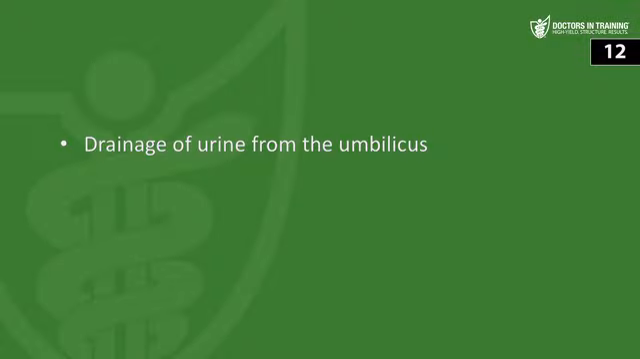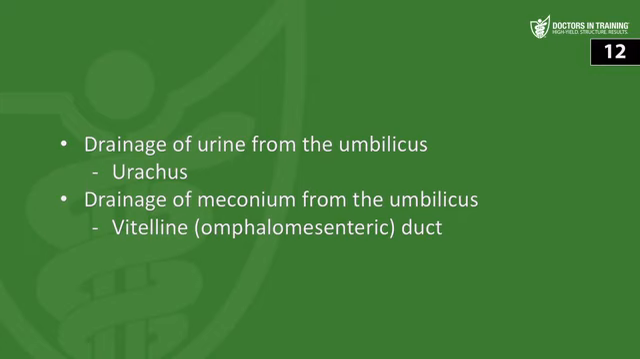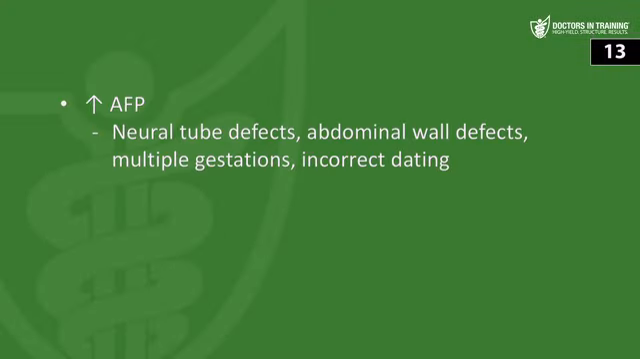Next, failed involution of what embryological structure is associated with each of the following statements? Drainage of urine from the umbilicus, urachus. Drainage of meconium from the umbilicus, vitelline or omphalomesenteric duct. Next, what condition is suggested by each of the following abnormalities on second trimester maternal serum screening? Elevated AFP, neural tube defects, abdominal wall defects, such as gastroschisis, omphalocele, multiple gestations, incorrect dating.